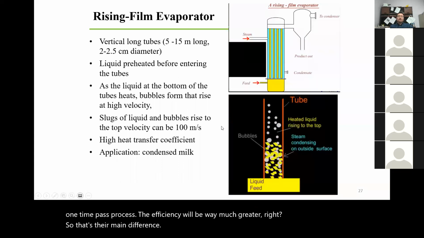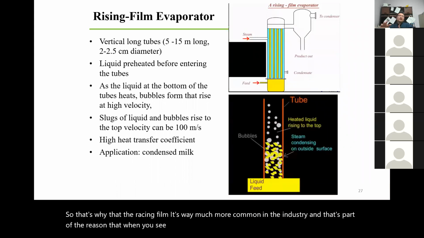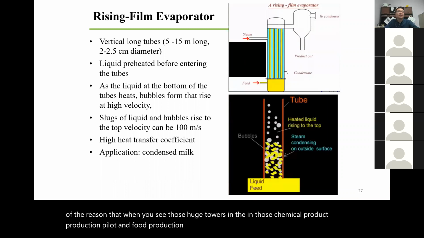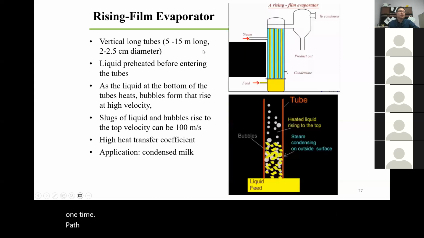That's why the rising film is much more common in the industry. And it's part of the reason that when you see those huge towers in chemical production and food production plants, those are all evaporators. They have to be built very high. You see, it's 5 to 15 meters long. So in that case, we can make sure that one time pass is good enough to remove the desirable amount of water that we want.